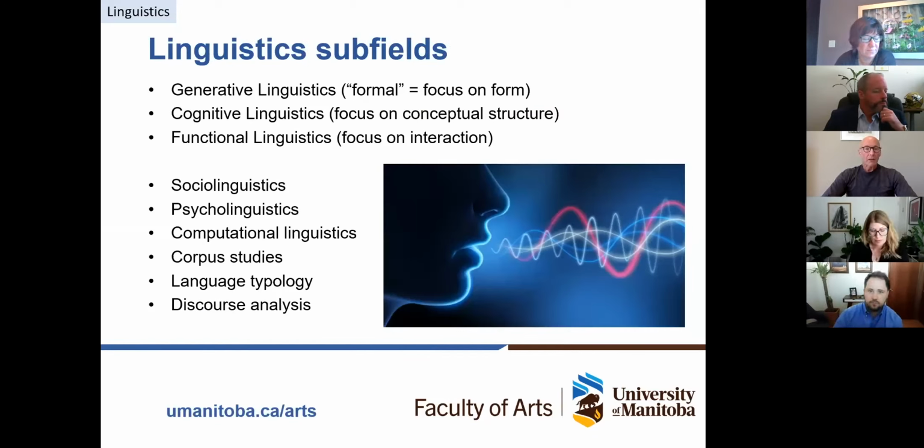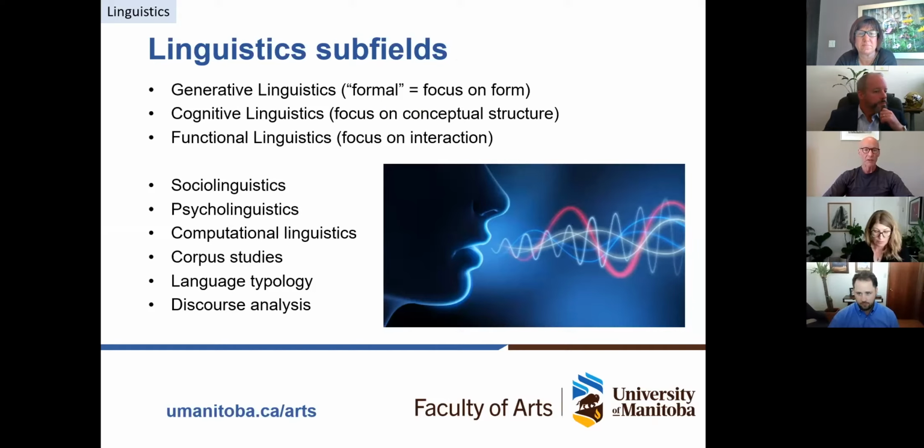There are lots of subfields, and I'll talk about them in 2 different ways. So first of all, it really depends on what kind of a theoretical approach you're interested in. And as first-year students, you might not really know anything about that yet, but that's something that you're going to learn about. So there are quite a few, and I'll just talk about 3 main ones.